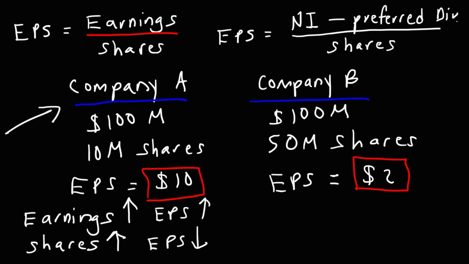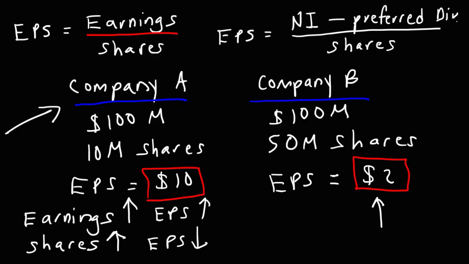So as we saw in the case of Company B, it had more shares, 50 million compared to the 10 million shares of Company A. So even though the earnings was the same, because Company B had a greater number of shares outstanding, its earnings per share is a lot lower because you have to divide that 100 million in earnings to 50 million shareholders if each person had one share.